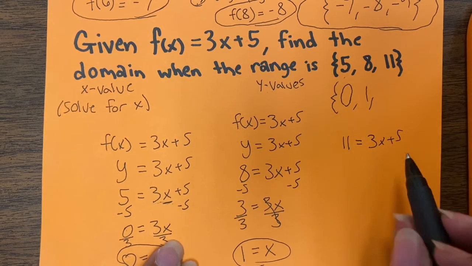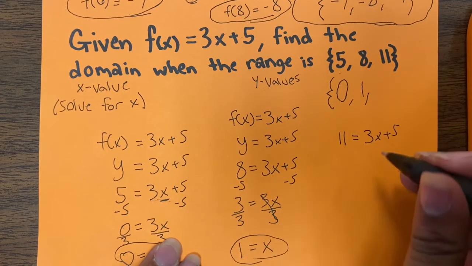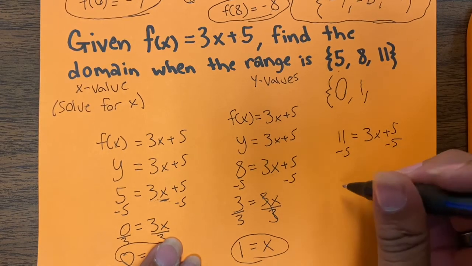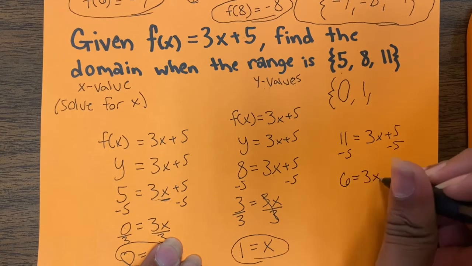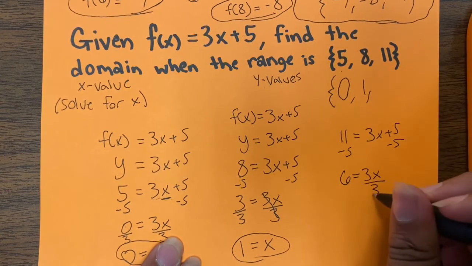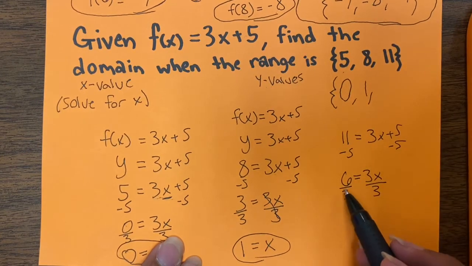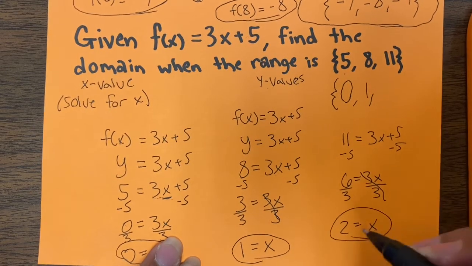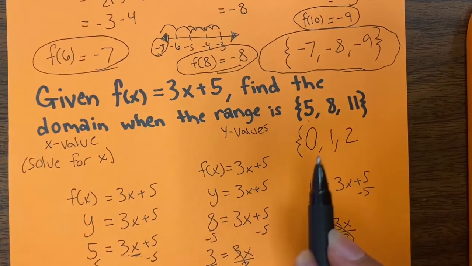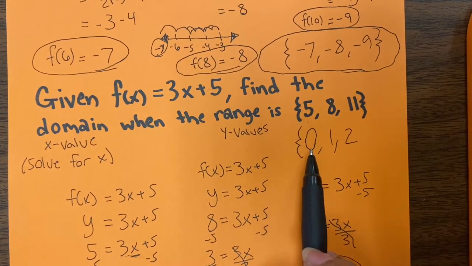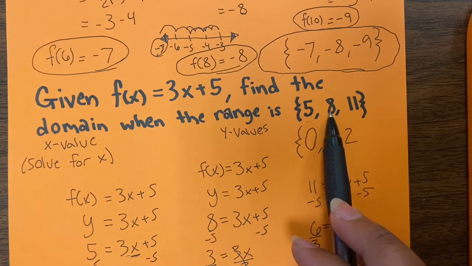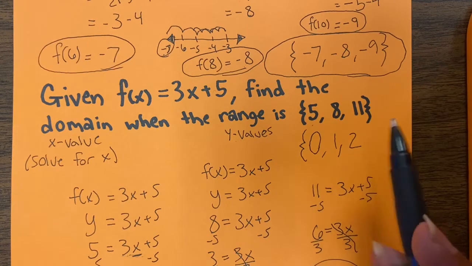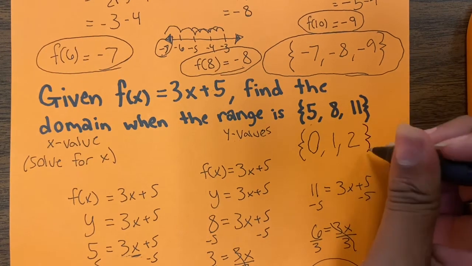So I'm going to start off by getting rid of anything being added or subtracted. Notice we're doing the same step in all of these. So 11 minus 5 is going to give me 6 equals 3x. Divide by my coefficient 3 on both sides. 6 divided by 3 is 2, and I get x by itself. So when y equals 5, x equals 0. When y equals 8, x equals 1, and when y equals 11, x equals 2. So this is our domain.